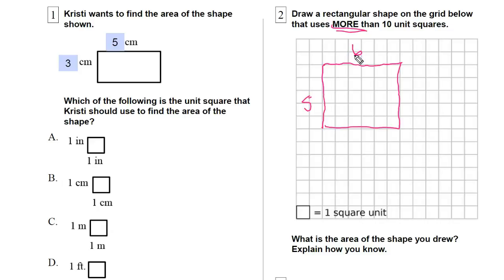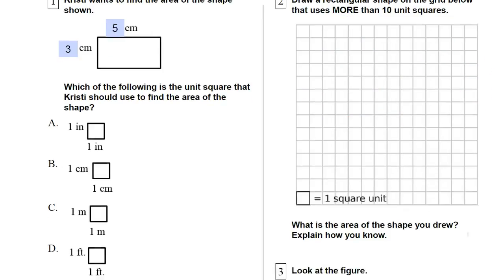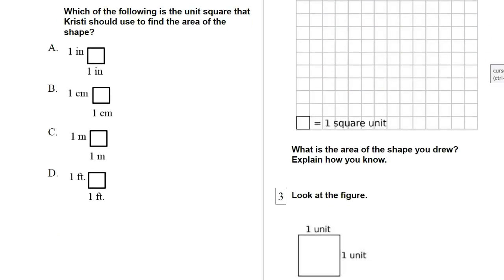Okay, and it says what is the area of the shape you drew? Well, in my case, area is length times width. So 6 times 5 is 30. That's the one that I drew. Yours is going to be a little bit different. Then it says, explain how you know. Well, how I know that the area was 30. I multiplied length times width. Or what I could have done is counted all the squares inside, and that equals 30. So that's how I did it.